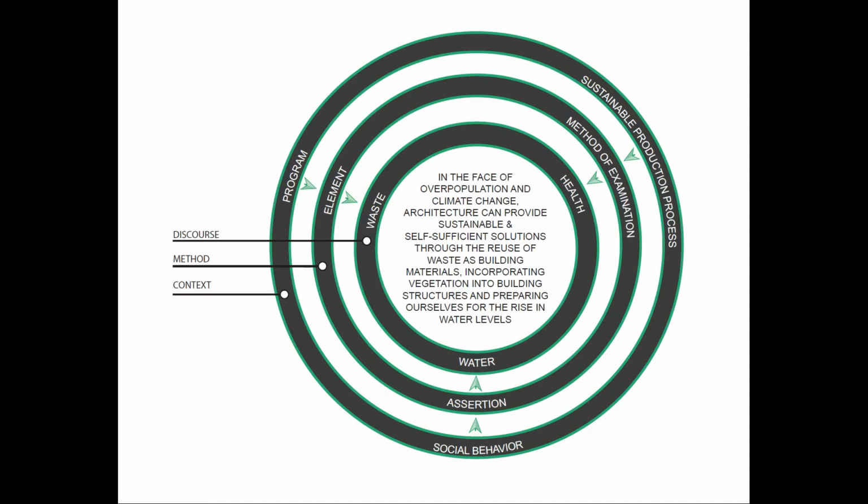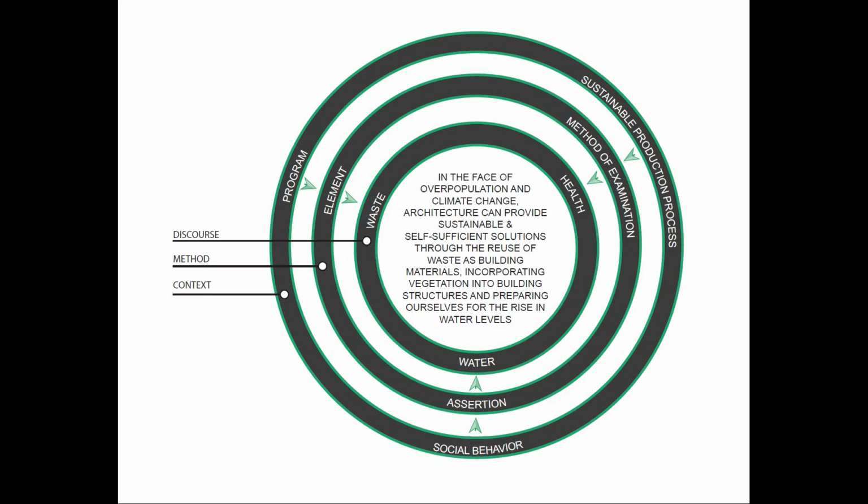As a culmination of research presentations 1, 2, and 3, the following thesis has been developed. In the face of overpopulation and climate change, architecture can provide sustainable and self-sufficient solutions through the reuse of waste as building materials, incorporating vegetation into building structures, and preparing ourselves for the rise in water levels.